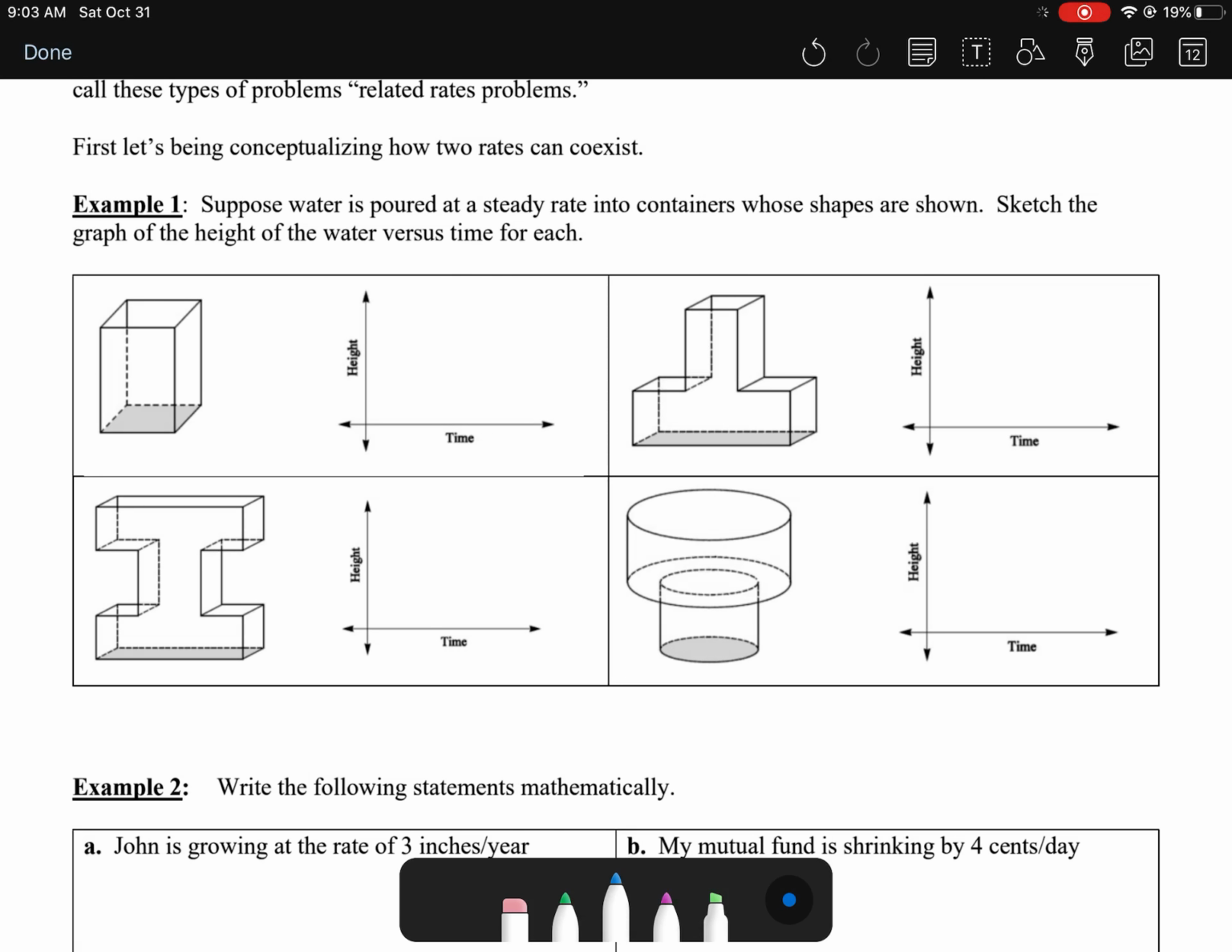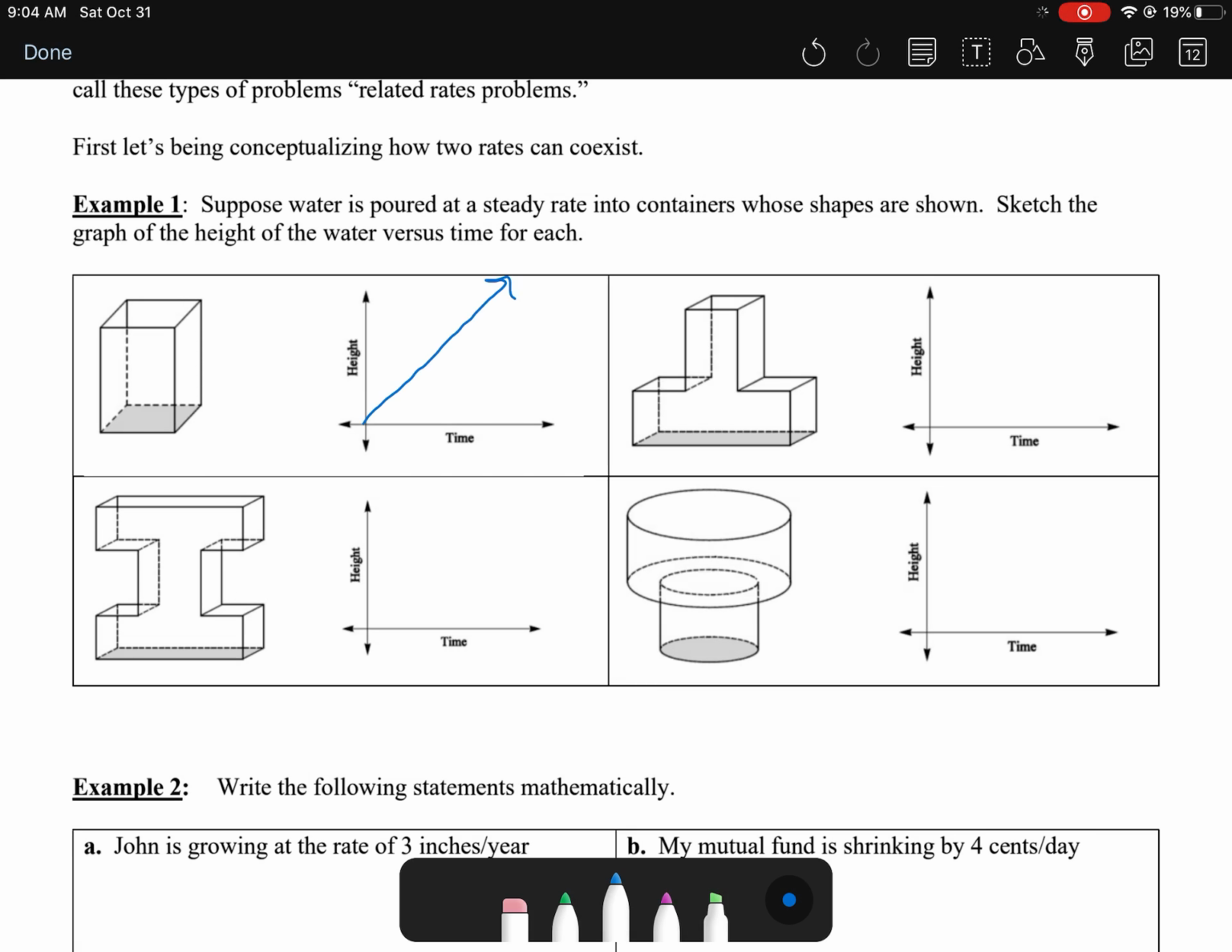For our first example, we're just going to look at all four of these shapes, and suppose water is poured at a steady rate into the containers whose shapes are shown. Sketch the graph of the height of the water versus time for each. Looking at the first one, we have a rectangular shape, like a box. If I'm pouring water in there, it's going to fill up at a nice, even level. So that tells me that this is going to be linear.